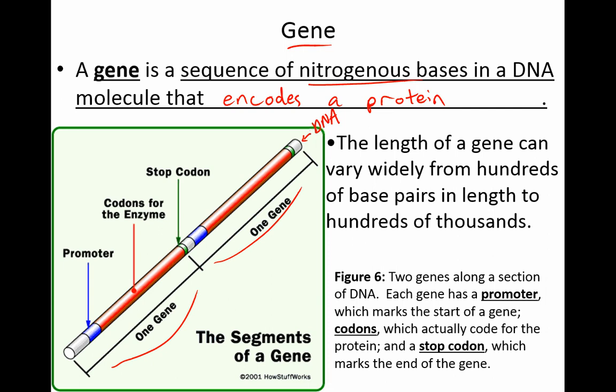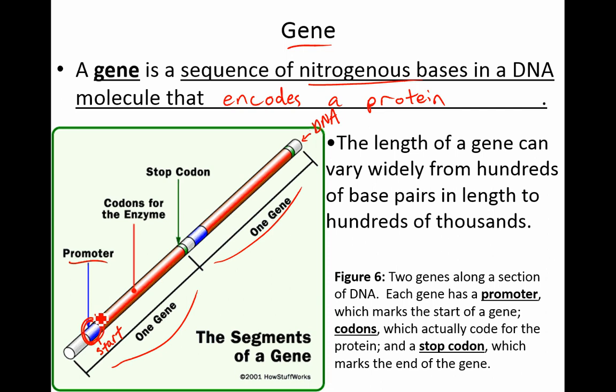I want to talk about the structure of the gene. The first part of the gene that I want you to note is this blue region right here. That's the promoter region of the gene. That doesn't actually contain instructions for making the protein. That's a signal to tell the RNA polymerase to start.